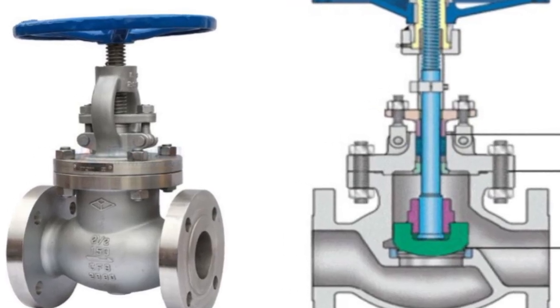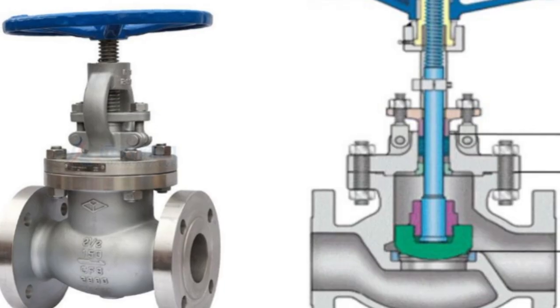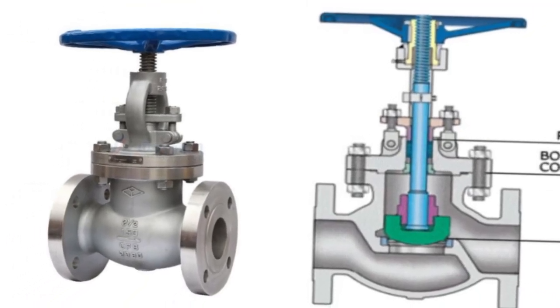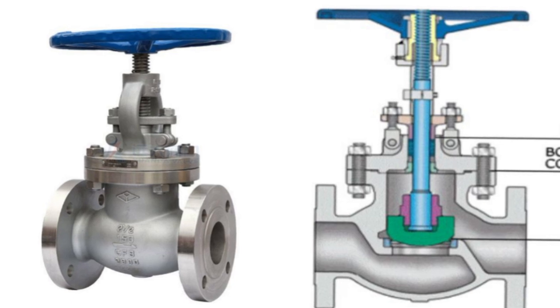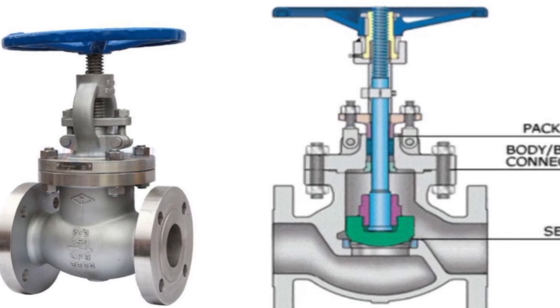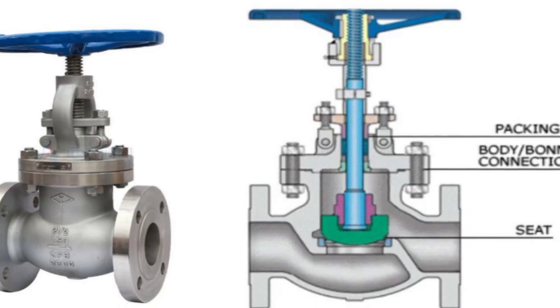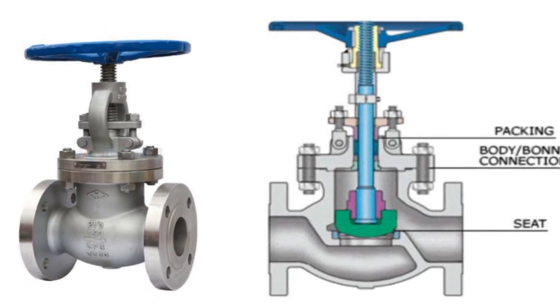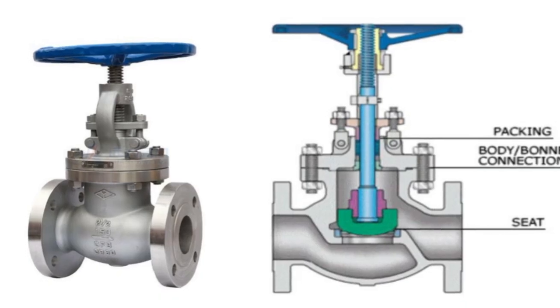In slurry systems, it is not ideal because the flow path is not straight, and thick fluids can clog the valve or wear out the seat quickly. Globe valves are chosen when accurate flow or pressure control is needed, especially in high pressure or high temperature services like steam.